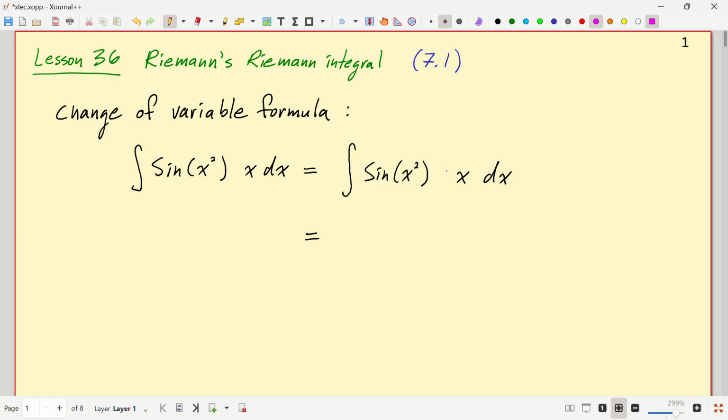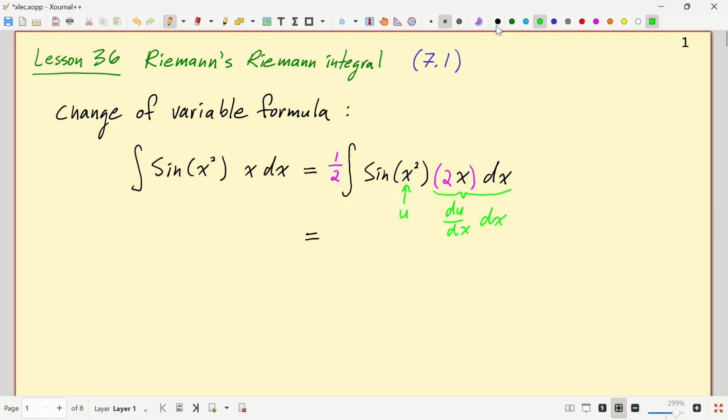And what you did in freshman calculus is you would wish you had a 2 here. And so you'd give yourself a 1/2 out front. And then when you look at this, you'd say, okay, let u be equal to x squared. And the reason I put that 2 there is because that's du dx. This is du dx. And then we have dx.